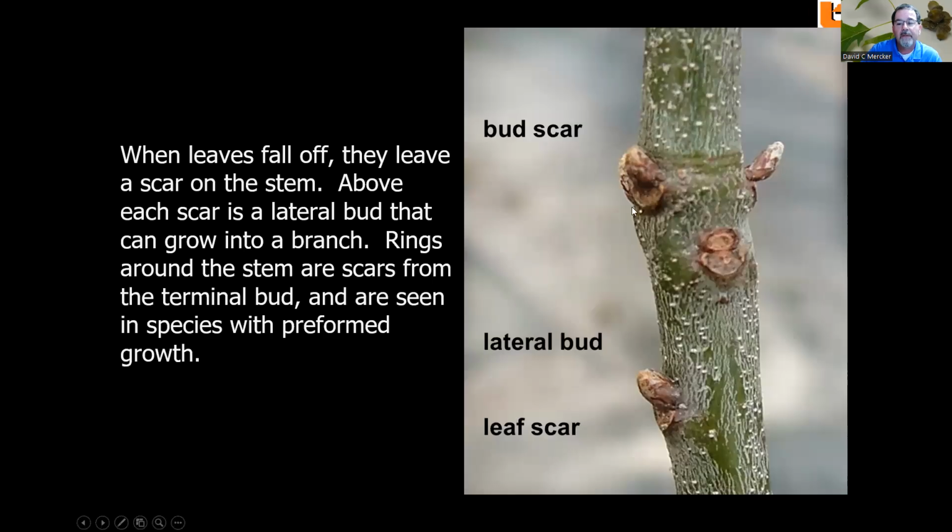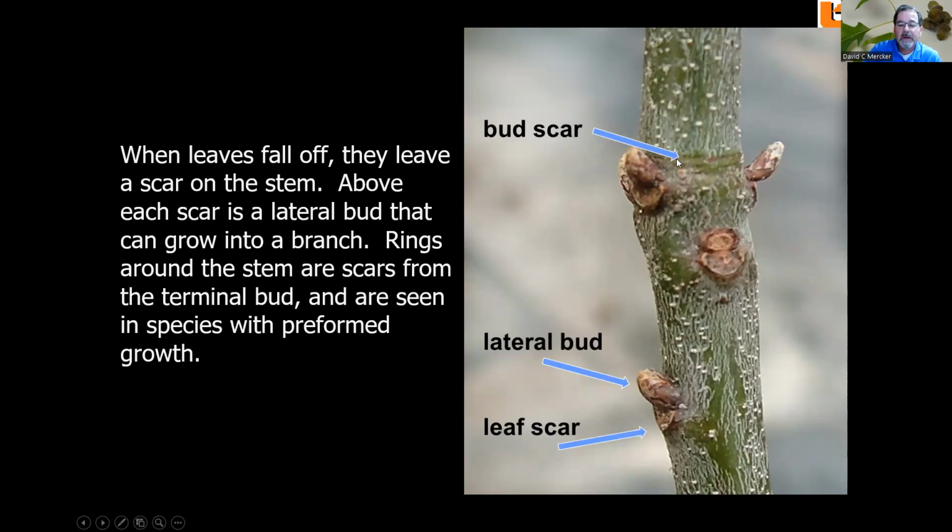Now, when leaves fall off in autumn, they're going to leave a scar behind. And so that's what I mean by the scar right there. And above the scar then is this lateral bud that I'm referring to that grows into a branch. And then rings around the stem are formed where the terminal bud once was. That's the bud scar, in other words. That's where the primary growth began at the start of the growing season.